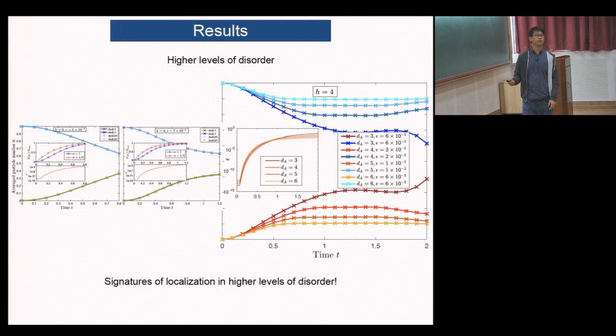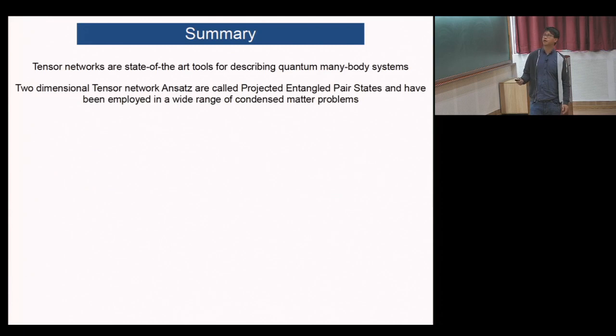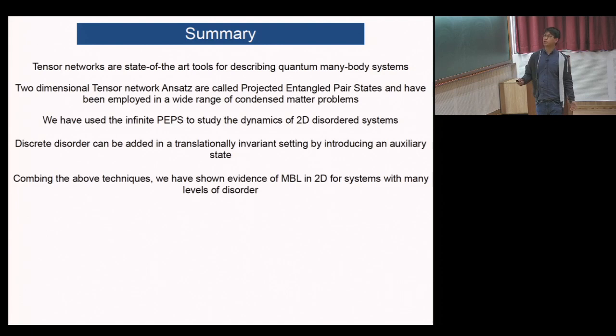So then let's go to the summary. I've shown you that tensor networks are state-of-the-art powerful numerical tools for describing quantum many-body states, and the two-dimensional tensor network ansatz known as projected entangled pair states have been employed in a wide range of difficult condensed matter problems. I showed how to use infinite projected entangled pair states to study the dynamics of 2D disordered systems. You can add discrete disorder in such a translationally invariant setting by introducing the auxiliary state that I discussed. And if you combine all these techniques, you can see evidence of many-body localization emerging in 2D for systems with many levels of disorder.